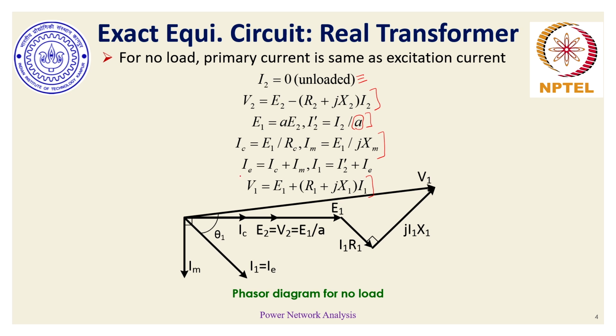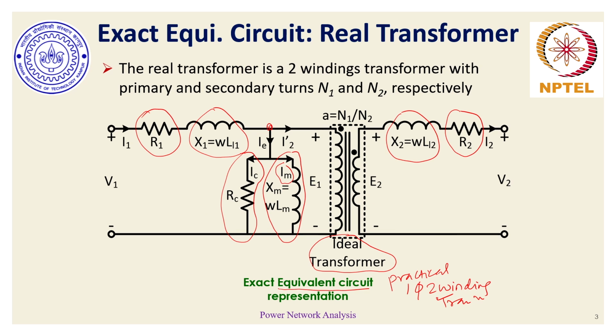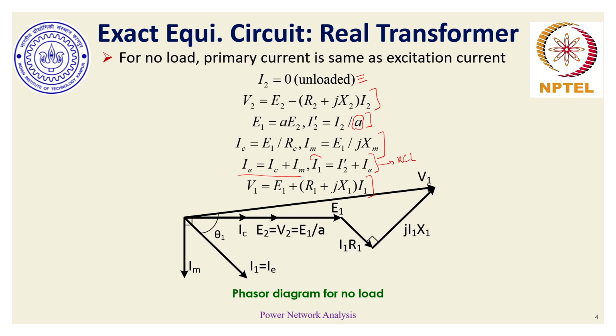The excitation current is nothing but the sum of the core loss component and the magnetization component, and eventually IE is the excitation current, which for a practical transformer is around 5 to 10% of the primary current, where the primary current is I1. And then this equation comes in by KCL at the common node, which is the combination of the reflected secondary current on the primary and the excitation current, which results in the primary current.